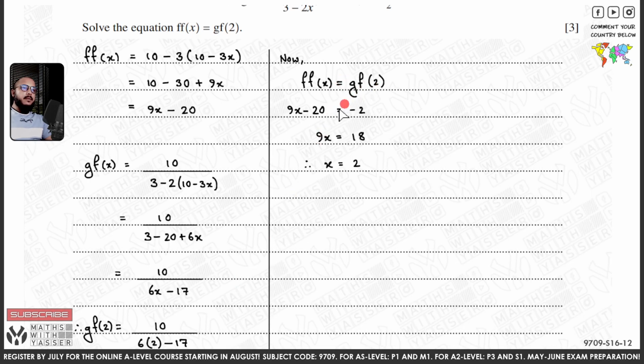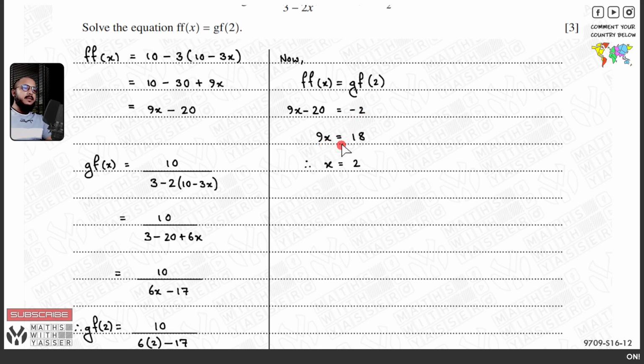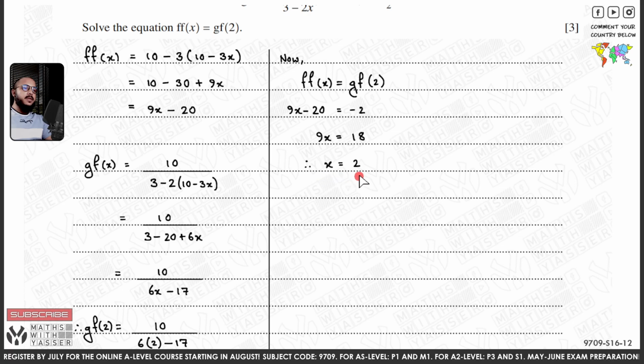Now let's equate them. So for this we got 9x minus 20. So 9x minus 20 must be equal to negative 2. Therefore 9x is equal to 18. So x must be 2.